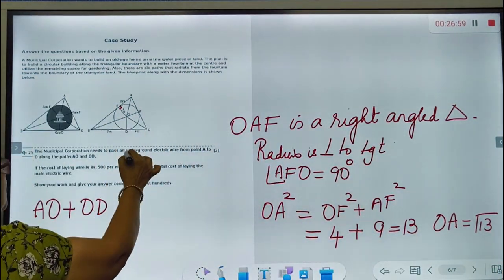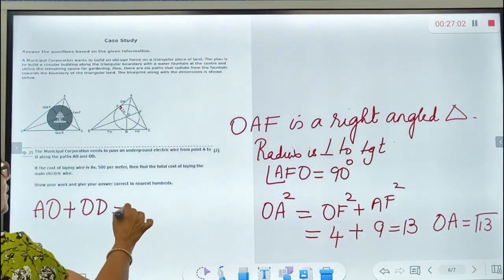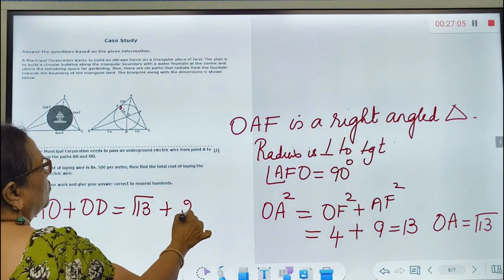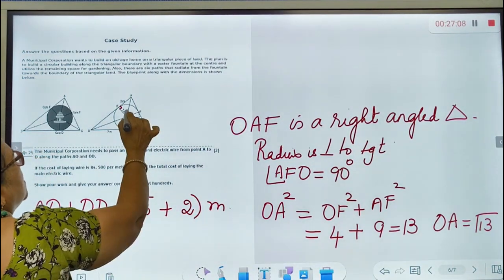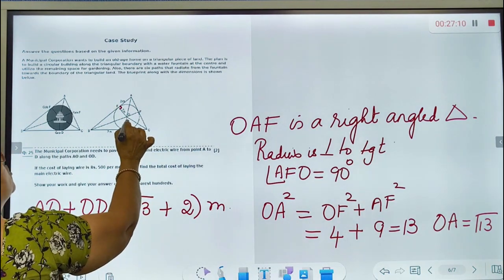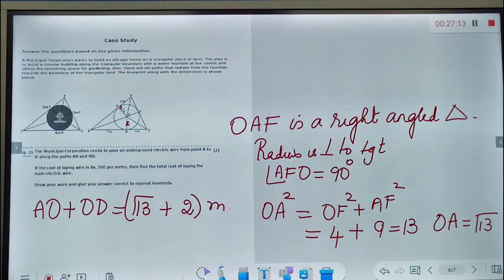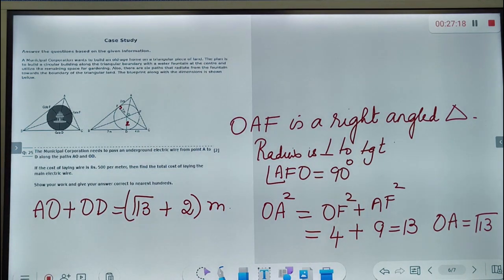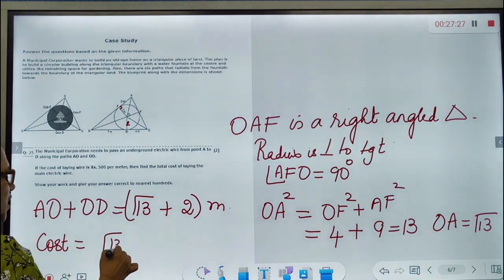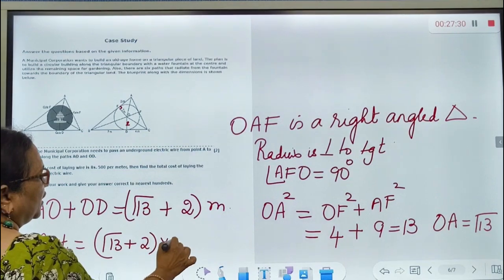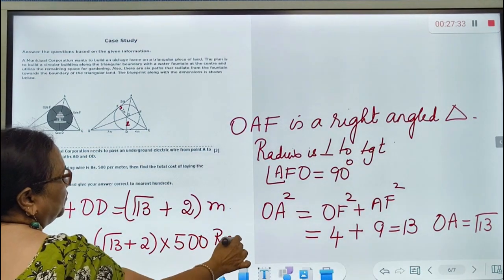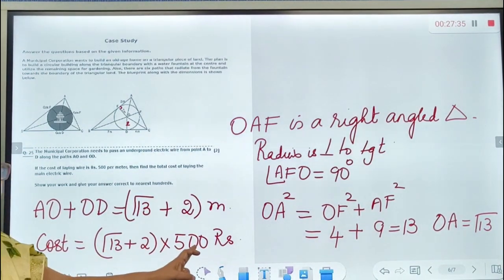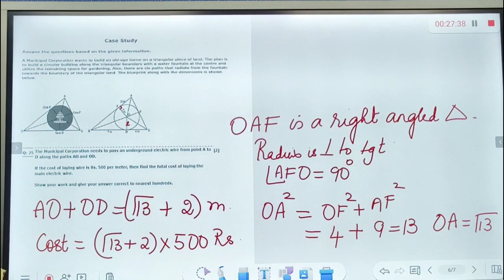Now we want to find OA plus OD. OA plus OD will be root 13 plus 2 meters. Why? Because OD is also the radius of the same circle, so this will also be 2. Okay. Now, if the cost of laying the wire is 500 per meter, find the total cost of laying the main electric wire. So, per meter it is 500 rupees. So, for root 13 plus 2 meters, the total cost is root 13 plus 2, into 500 rupees.